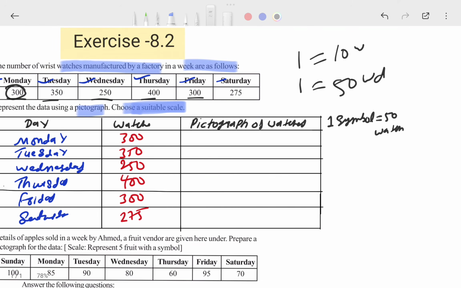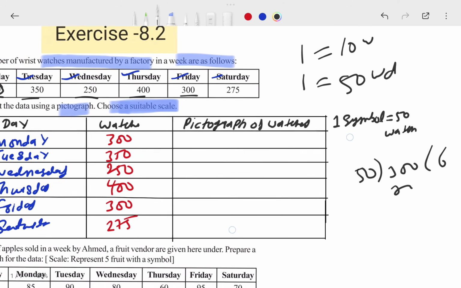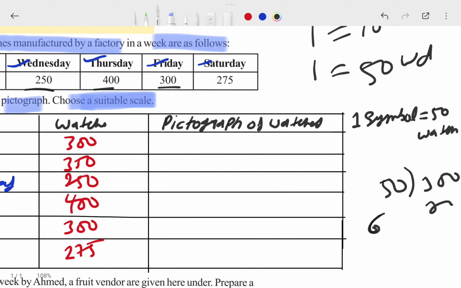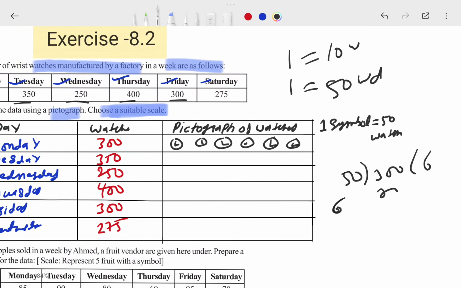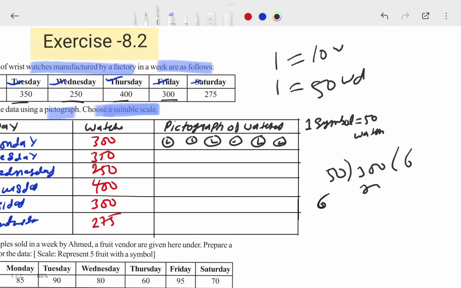So if you divide 300 by 50, it is going to be 6 times. It means that 6 images you can make. So let's make 6 images of watches. This is 1, this is 2, this is 3, this is 4, this is 5, and this is 6. These are 6 images of the watches. Here one symbol is equal to 50, 100, 150, 200, 250, 300. So here one picture is equal to 50. How many pictures? 6 times 50 is going to be 300.